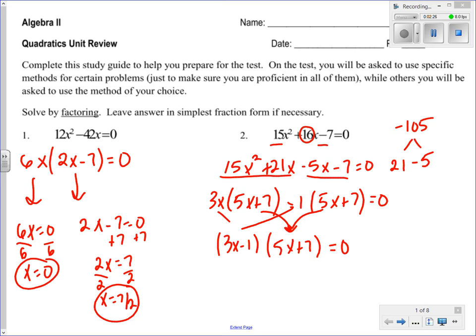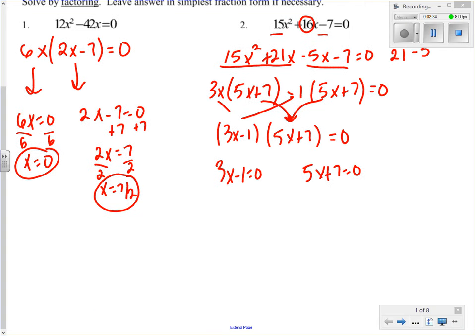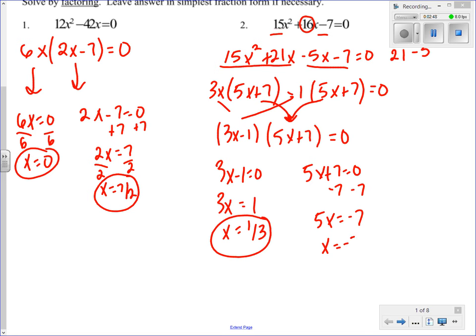Again, set both parts equal to 0. And solve. We'll add 1, divide by 3. One of your answers is 1/3. Subtract 7. Divide by 5. And negative 7/5 is your other answer for number 2.